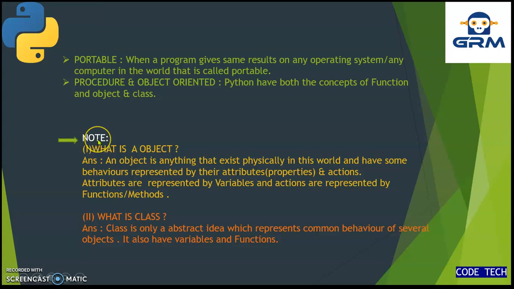Here is the note. In the note part, the first is: what is an object? An object is anything that exists physically in the world and has some attributes or behaviors represented by their attributes and actions. The attributes are represented by variables and actions are represented by functions. Then, what is a class? A class is only an abstract idea which represents the common behavior of several objects. It also has variables and functions like an object.